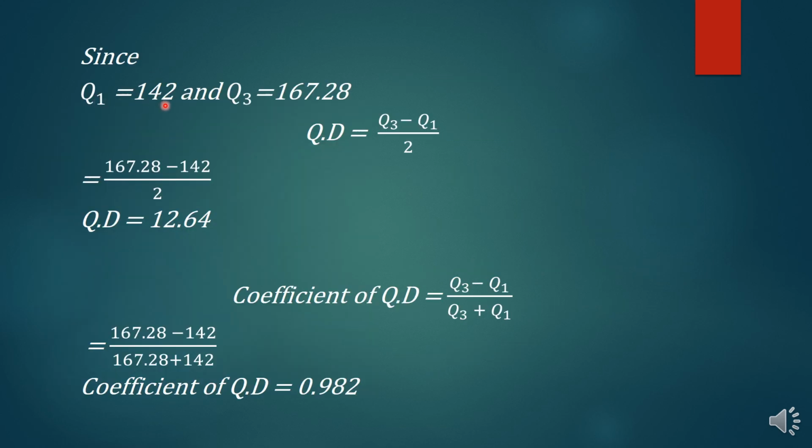Again, once you find the first quartile and the third quartile, you need to put them into the quartile deviation formula. So I put here both values of quartile 1 and quartile 3 and find the quartile deviation. The next step is to find the coefficient of quartile deviation. Just write down the formula of coefficient of quartile deviation, put in the values, and with the help of a calculator find all the values.